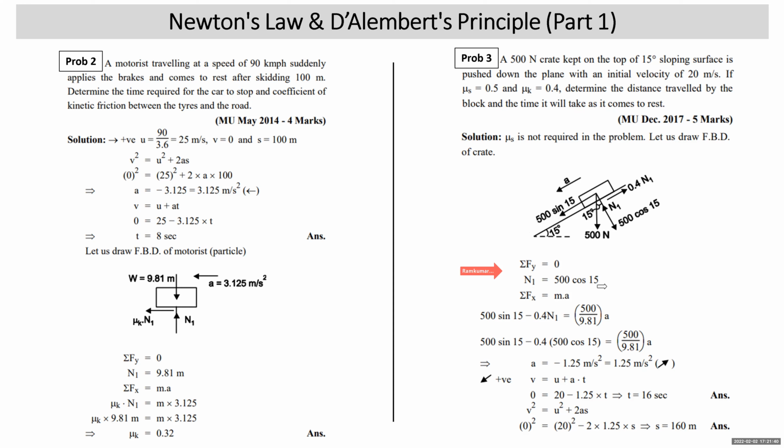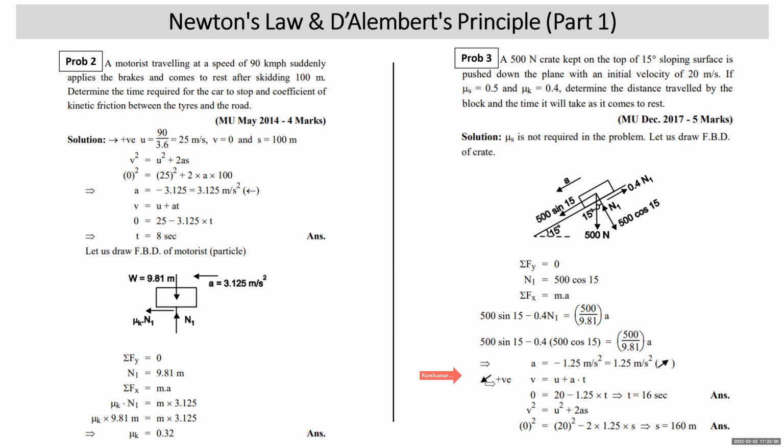M is what? 500 upon 9.81 into a. Substitute the value of N1 as 500 cos 15. You get acceleration. Again, acceleration comes minus. Minus is indicative of what? Motion is downward, but acceleration we took downward down the plane. Assume that it came negative. That means it is up the plane.